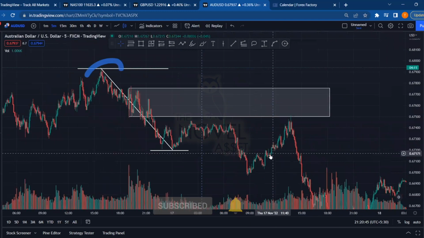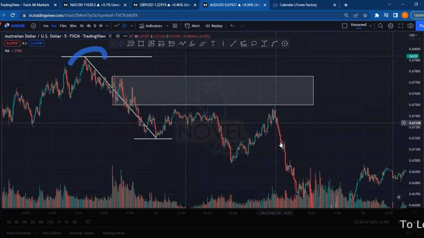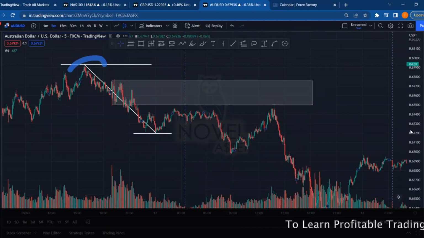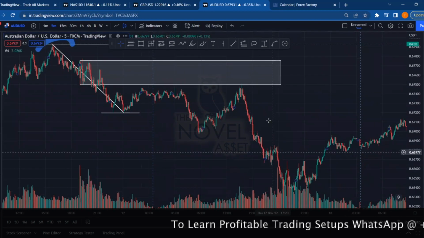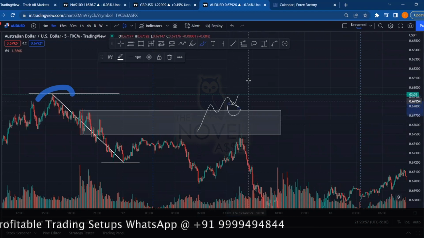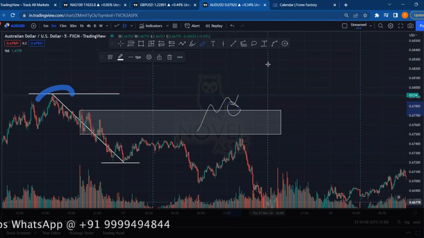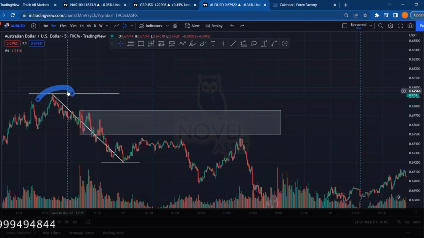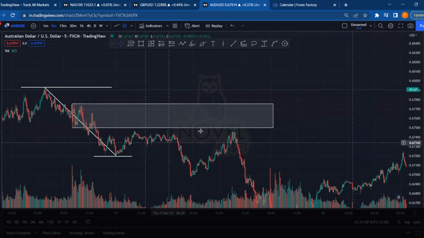What you will see mostly is that if the price is below this level, you will see a major movement towards the upside. And if the price sustains towards the upside, then we are going to see a very volatile movement towards the upside. So this is a very simple concept which you can use to find out the next day's direction.